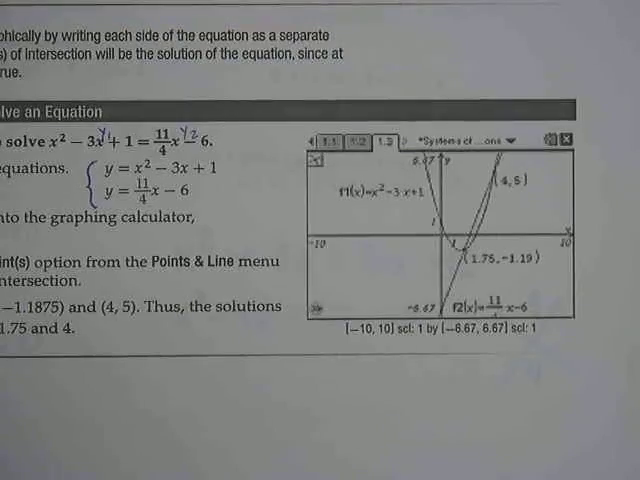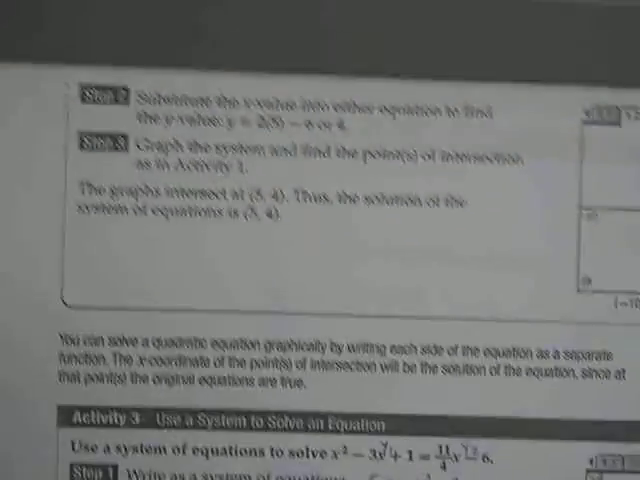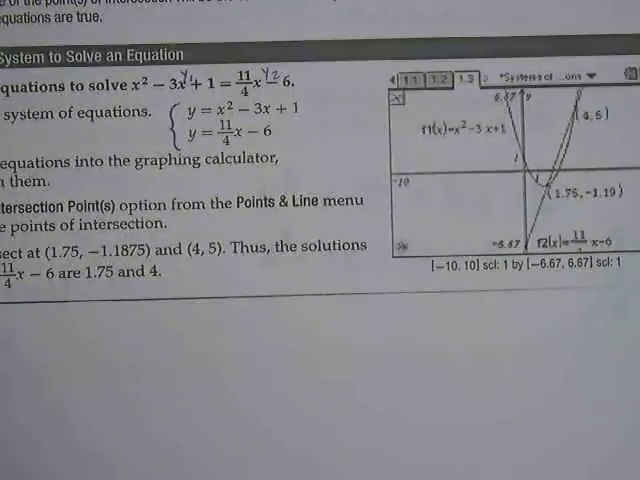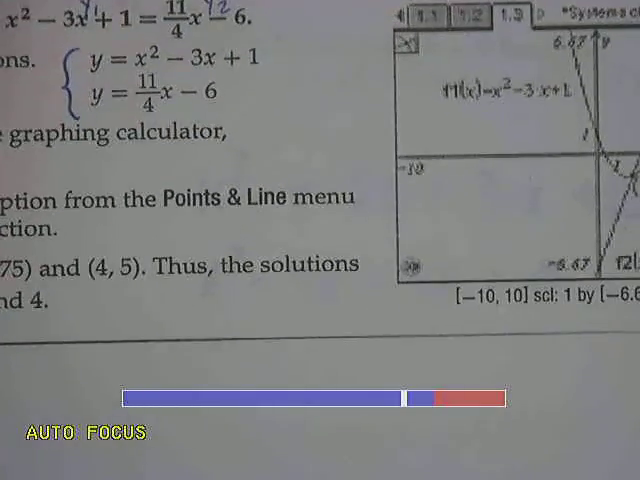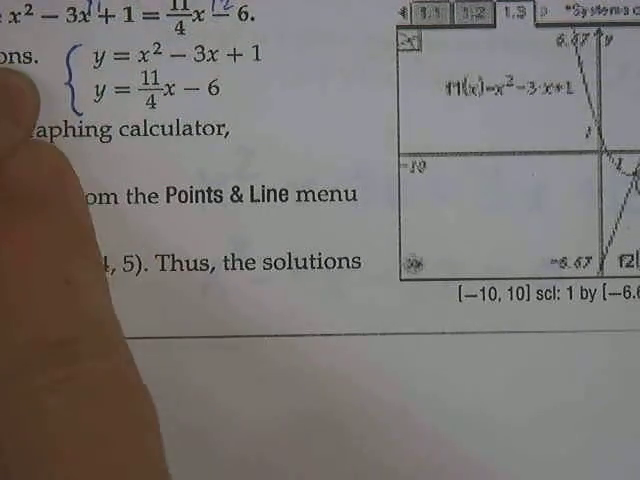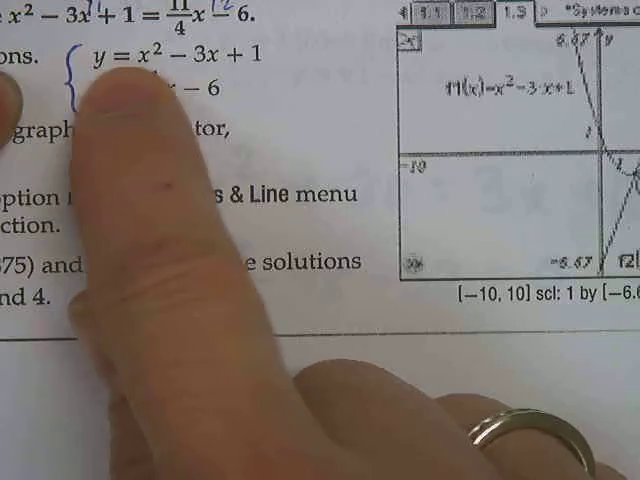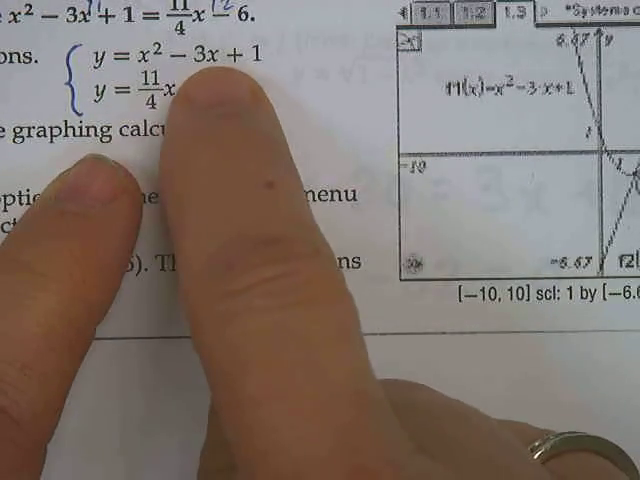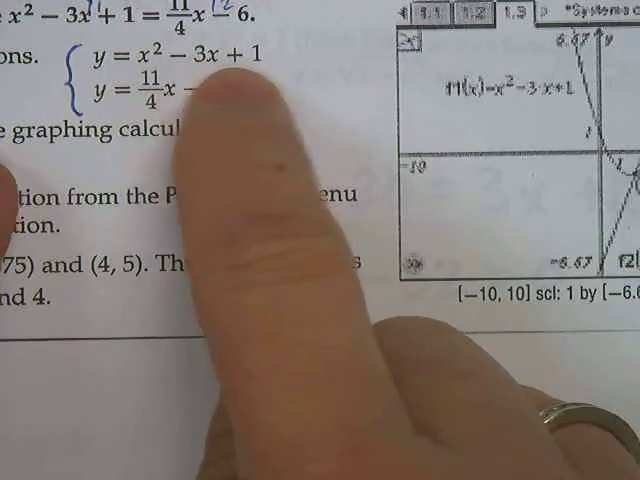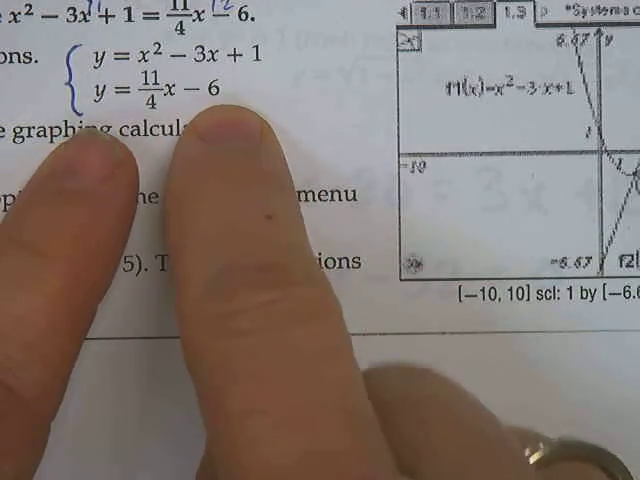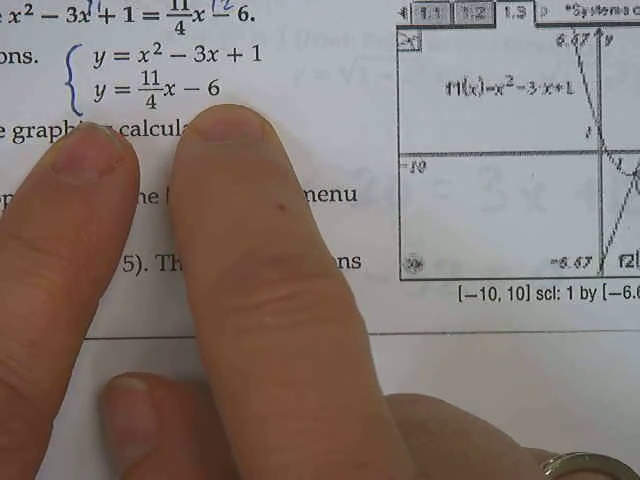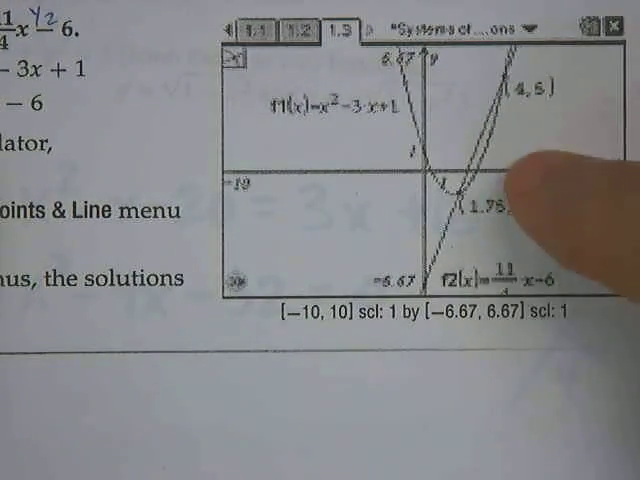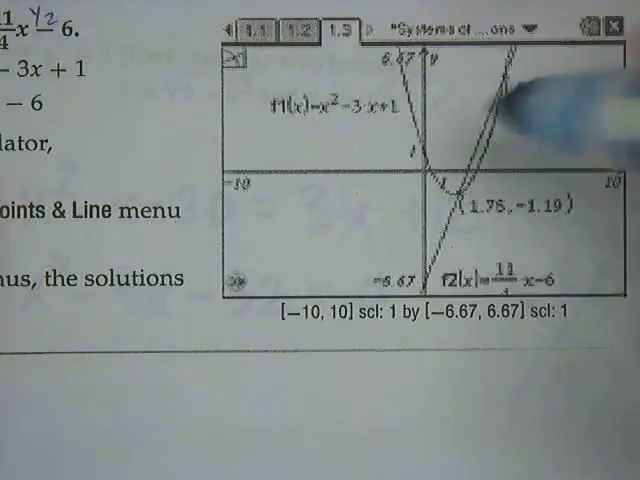And just to reiterate, when you see a system of equations like this, a system means we have this bracket, which means we want to solve both equations at the same time. We want to find an x and a y value that's going to make the quadratic true and this linear function true. So by graphing, we know that the points that they share are their points of intersection.